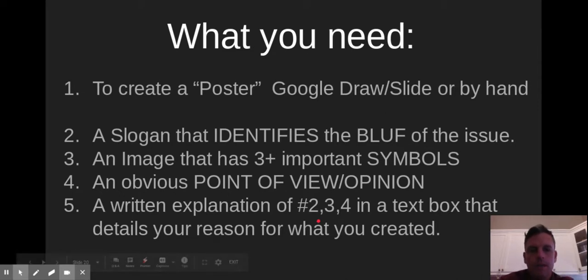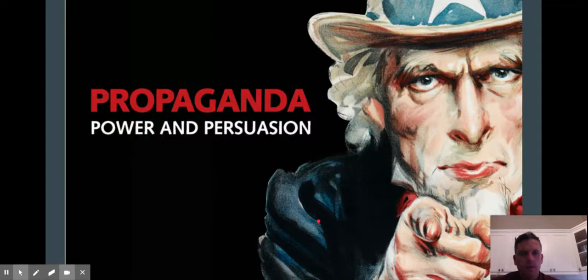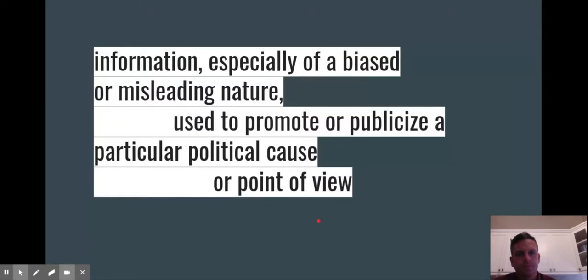Then, as a bonus for me, I want you to have a little written explanation in a text box. This should be a pretty good little academic writing piece. Don't short-shrift it, because I want to be able to understand what you're going for. Sometimes it's not always clear, but I also want to see that you know what you're going for. So articulate that in a text box with several sentences, and make sure you point out what you were thinking, how you're going to do it, and what's important. Having said all that, here's our introduction to propaganda.